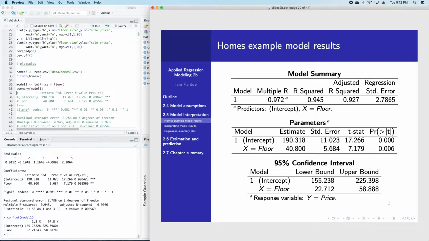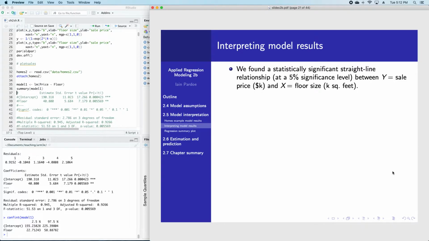Okay, so how do we interpret all of these numbers? So we can say that we found a statistically significant straight line relationship at a 5% significance level between y equals sale price in thousands of dollars. Sorry, y is measured in thousands of dollars, not hundreds of thousands of dollars. And x equals floor size in thousands of square feet.